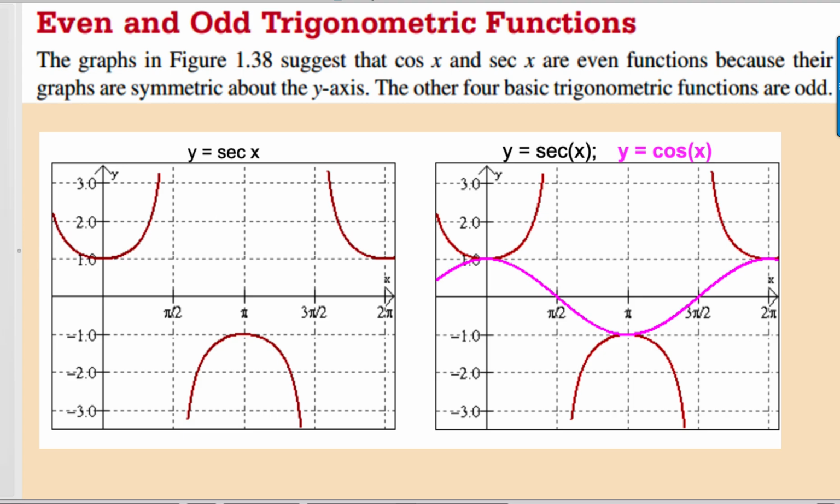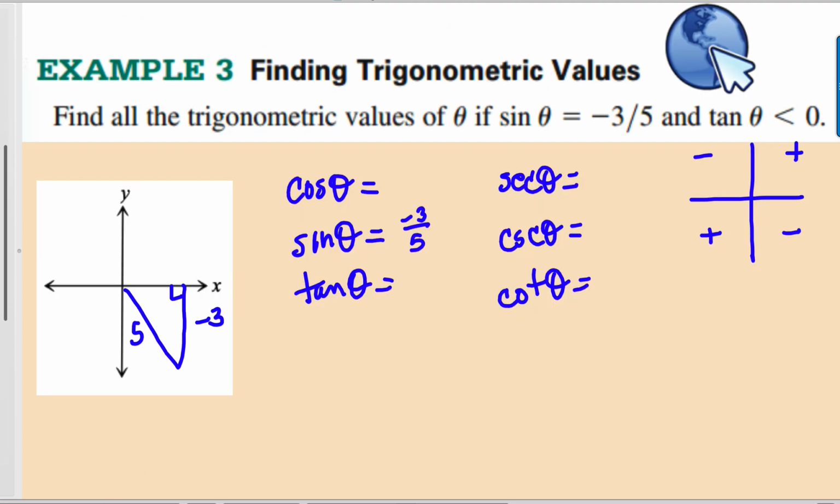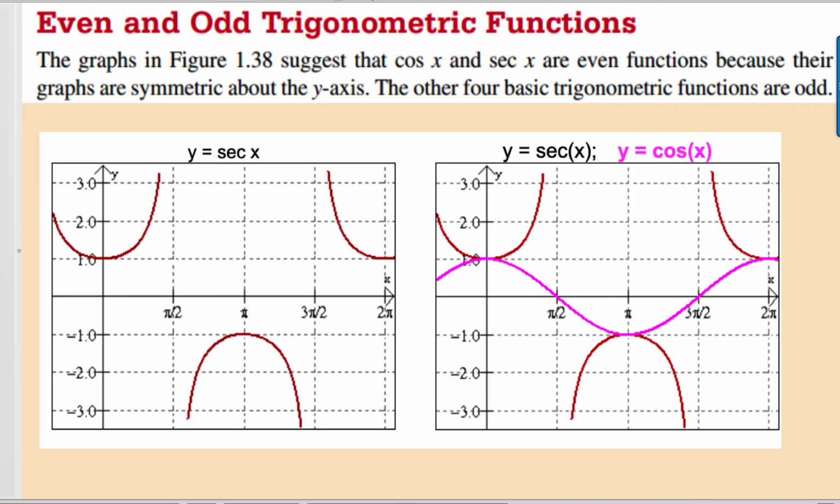Let's talk about even and odd. Secant is viewed as an even function. It has this symmetry with respect to the y-axis, and so the secant and the cosecant will both be what we call an even function. And maybe go back to the other ones, and the other 4 basic functions are going to be odd.